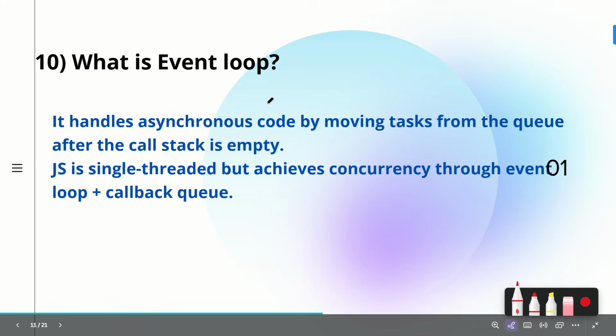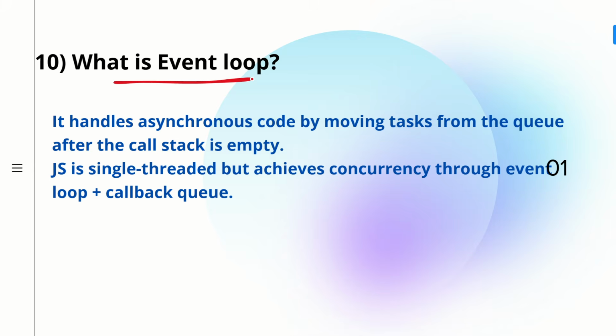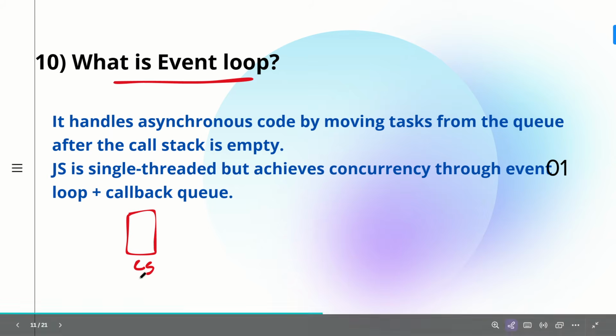Now let's see our 10th question, that is, what is event loop? Let me give you a brief on how event loop works and how asynchronous code is executed. There is something called the call stack, and the call stack works in LIFO order, which means last in first out. So whatever code was put in last in this stack will be executed first. That is why it is called a stack.